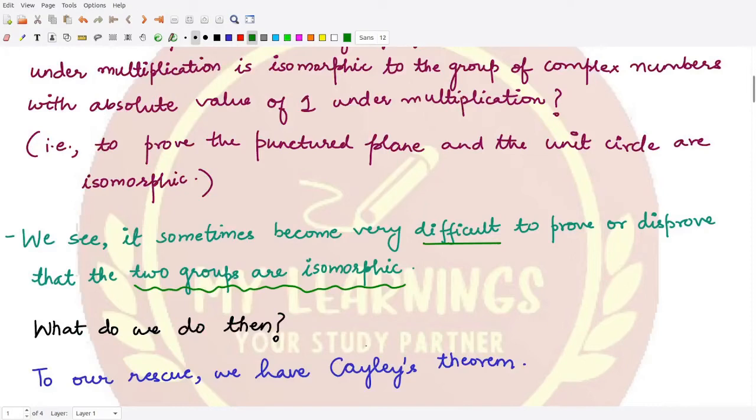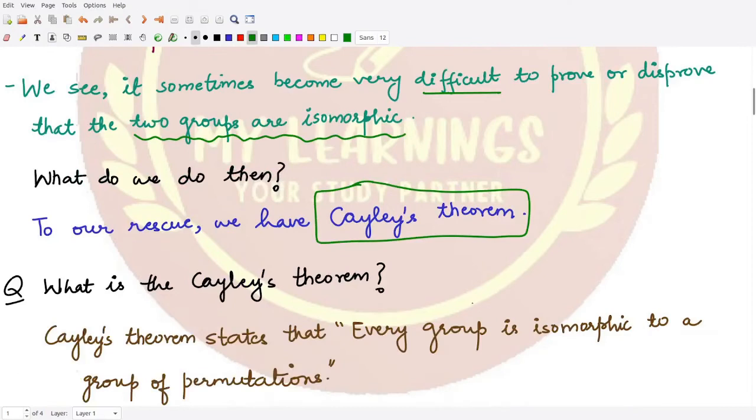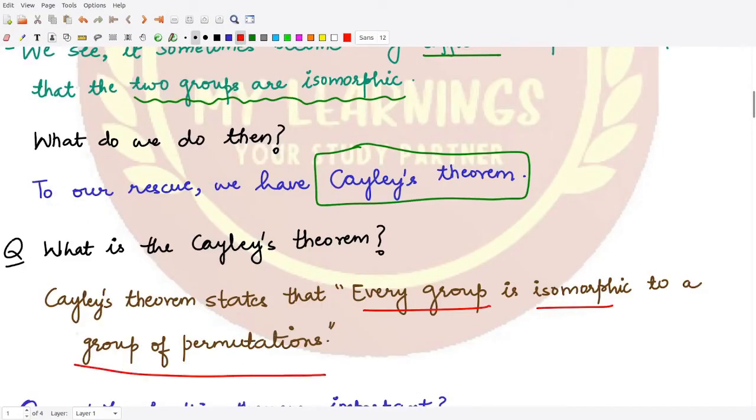To our rescue, we have Cayley theorem for that. Now what is this Cayley theorem? Cayley theorem states that every group is isomorphic to a group of permutations. We know the group of permutations is very easy to study, right? We just have to see different permutations of different elements present within the groups. This theorem states that every group could be expressed as a group of permutations. So every group is isomorphic to a group of permutations.